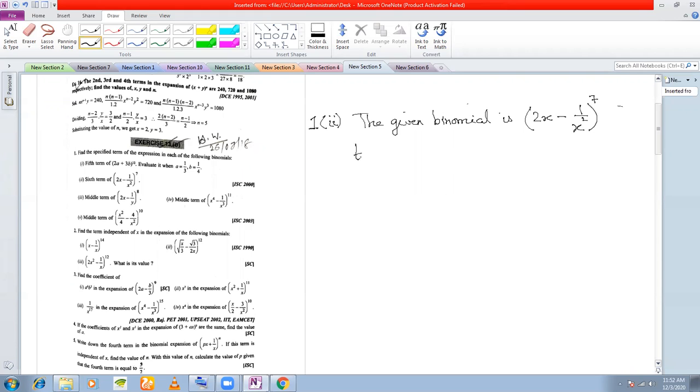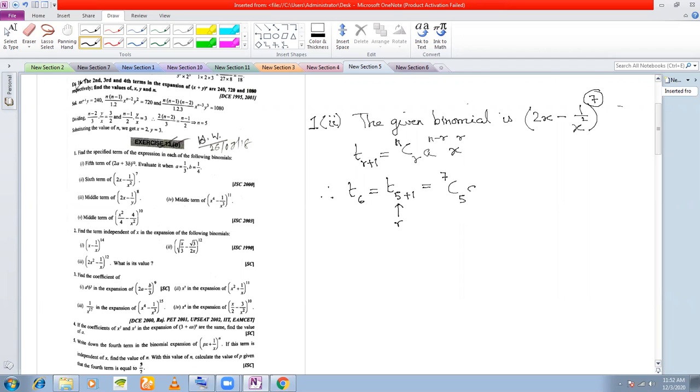Remember that T(r+1), the rth term of a binomial, is nCr a^(n-r) x^r. Right? This is the formula. So what should be the sixth term? We want to find T6. T6 is the same as T(5+1). So what is the value of r here? Our r here is 5. And what is the value of n here? n here is 7.